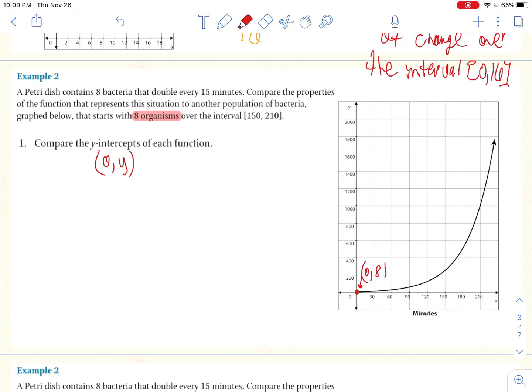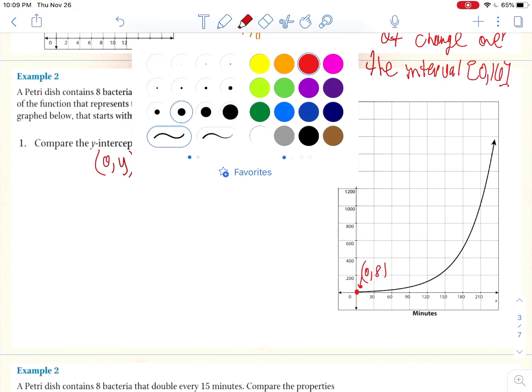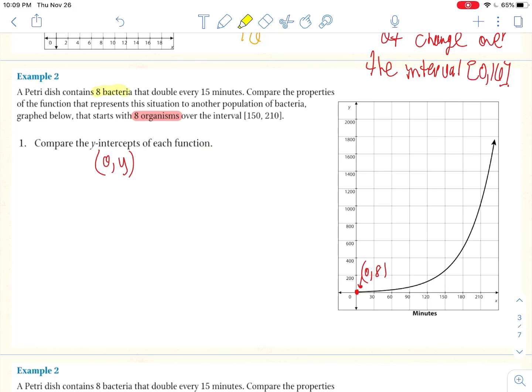Now we need to figure out our y-intercept for our other function. A petri dish contains 8 bacteria that doubles every 15 minutes. Out of those 3 that we highlighted, the one that's important to me is that it contains 8 bacteria already, giving us the ordered pair 0, 8. So both of these functions are starting out with 8 bacteria. From here, we can say that both y-intercepts are the same.